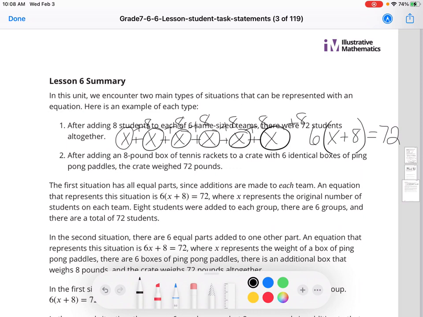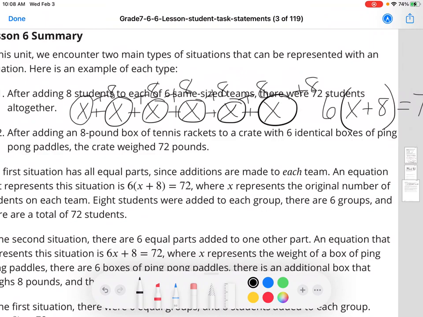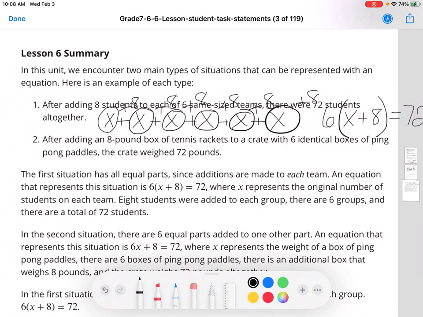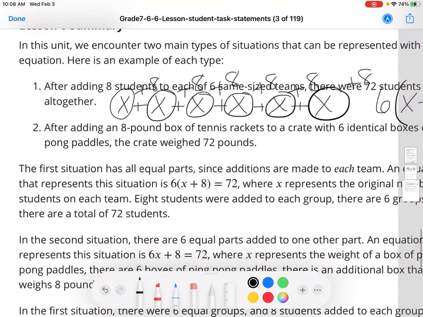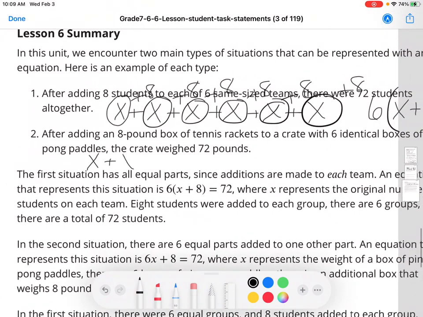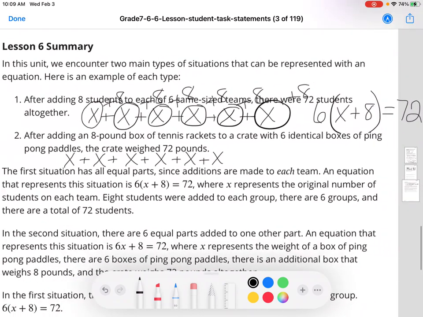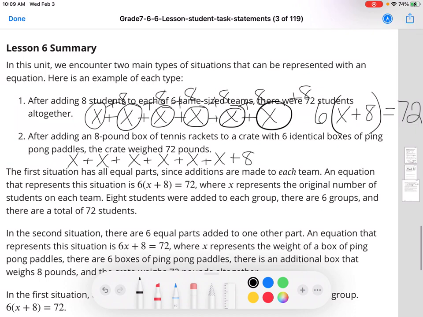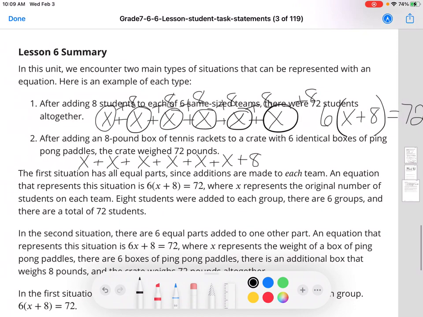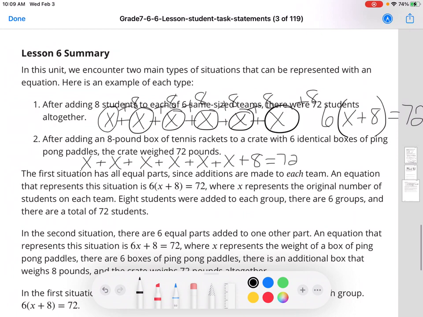Then on number 2, it says, after adding an 8-pound box of tennis rackets to a crate with 6 identical boxes of ping pong paddles, the crate weighed 72 pounds. So now I still have 6 identical boxes of ping pong paddles, and I don't know what those weigh. So there's 1 box, 2, 3, 4, 5, 6. So I know all 6 of those weigh the same amount. And then I added 1 box of tennis rackets that weigh 8 pounds. And then all together they weigh 72 pounds.